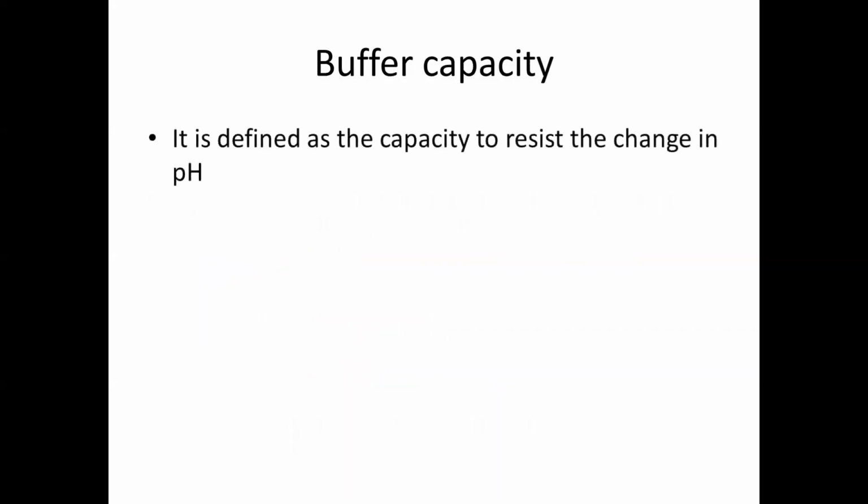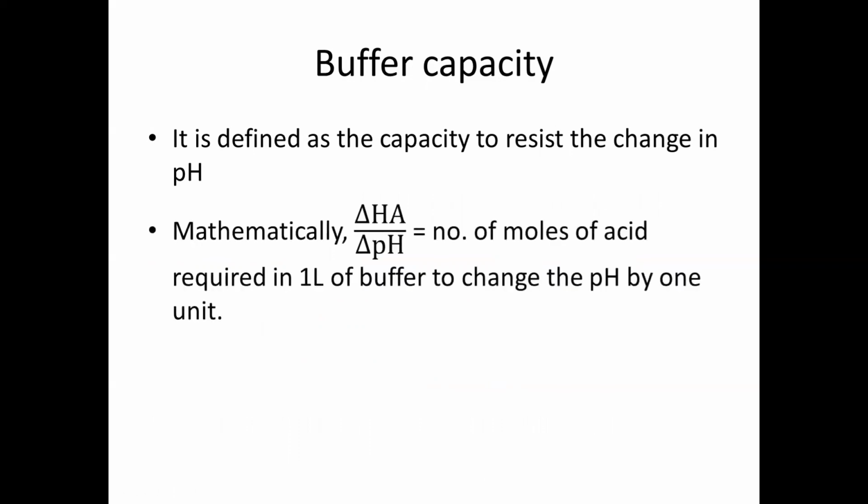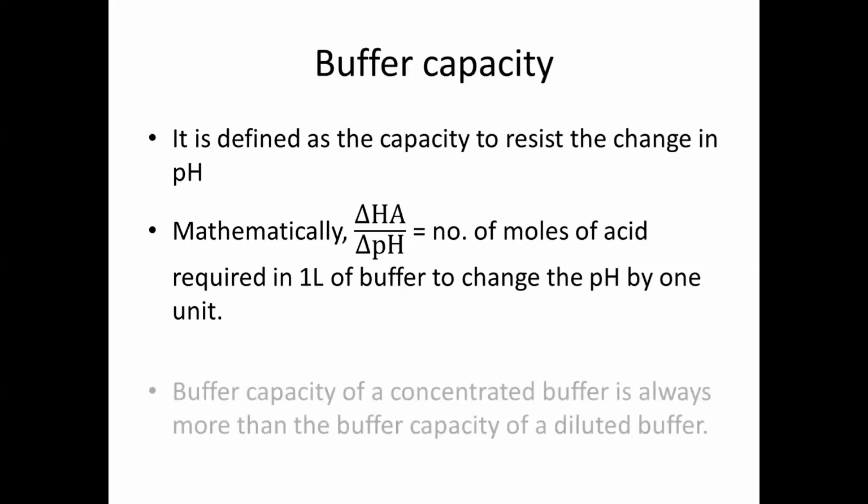Now, what is buffer capacity? Buffer capacity is defined as the capacity to resist the change in pH. Mathematically, we can define buffer capacity as delta HA upon delta pH, which means it is the number of moles of acid required in 1 liter of the buffer to change the pH by 1 unit. How much acid can we add to change the pH by 1 unit? That is known as the buffer capacity.